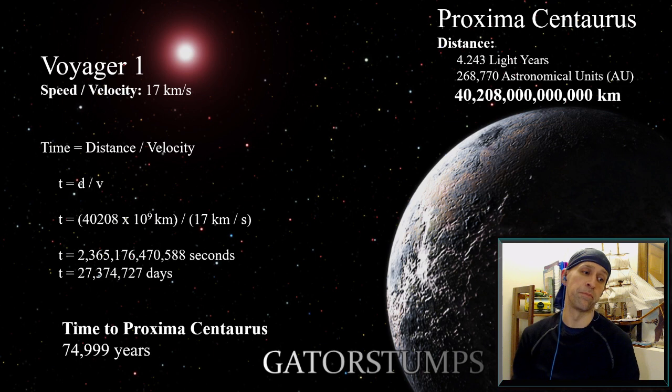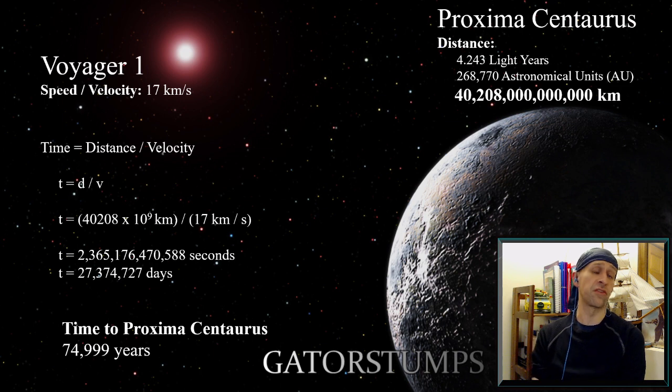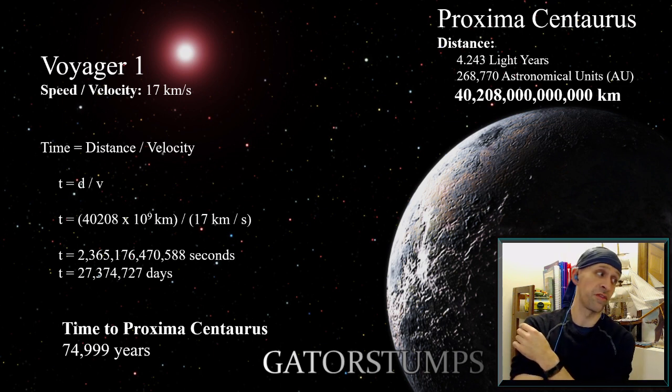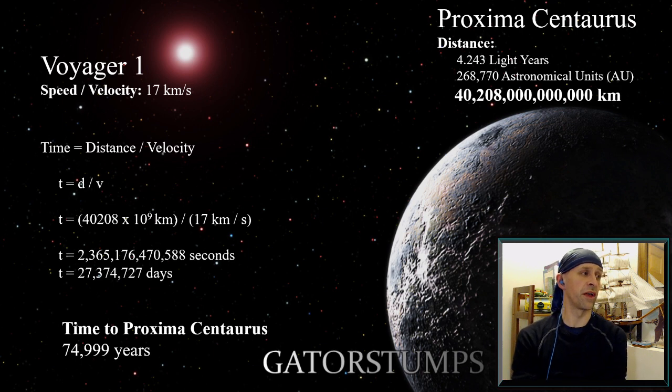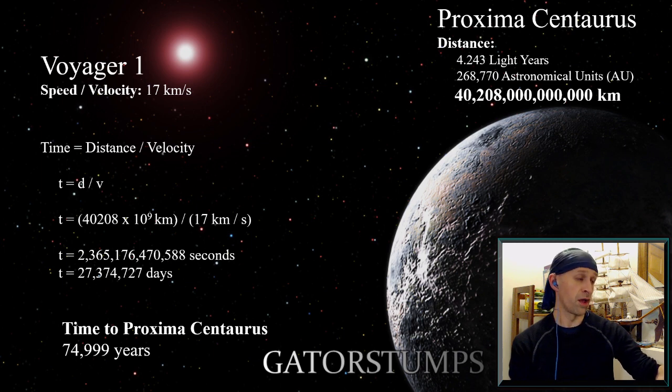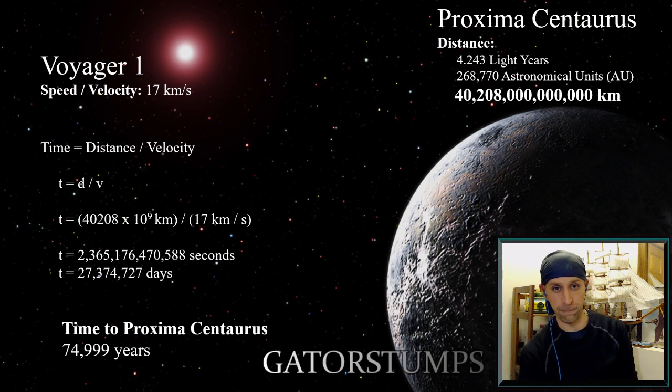And even at that speed, if you break down the math to figure out the distance to travel there, it's painful. So Proxima Centauri's distance is 4.243 light years away. I gave you the astronomical units, the AUs, which is another mathematical symbol that you don't actually need, but for math and science nerds, it's there. What it equates to is 40 quadrillion 208 billion kilometers away.